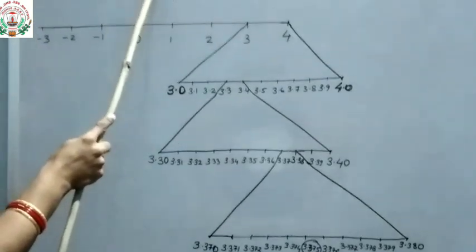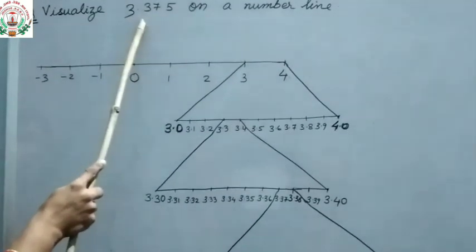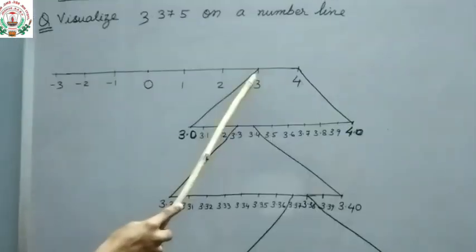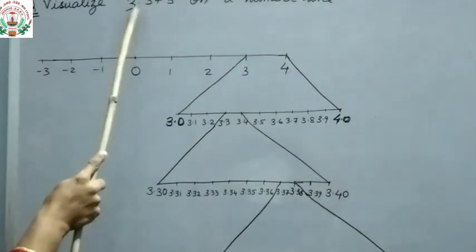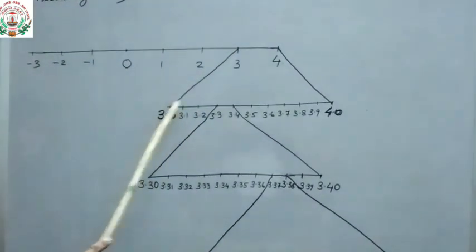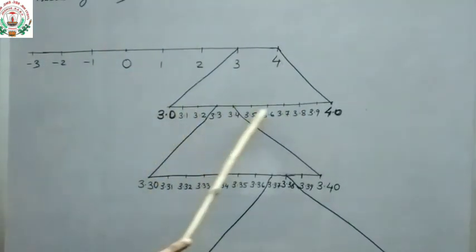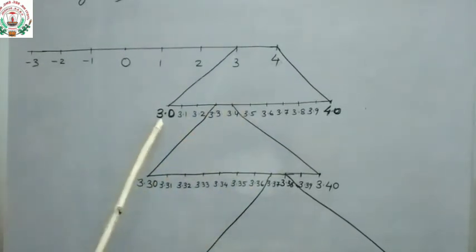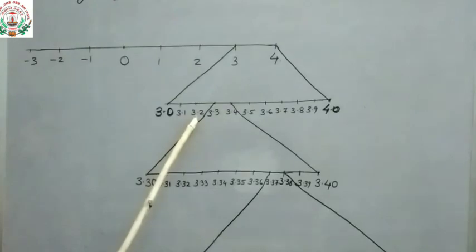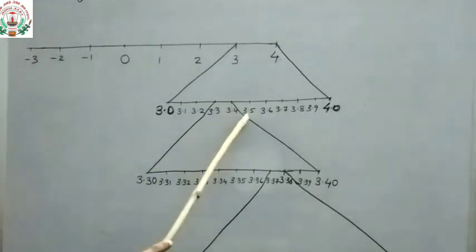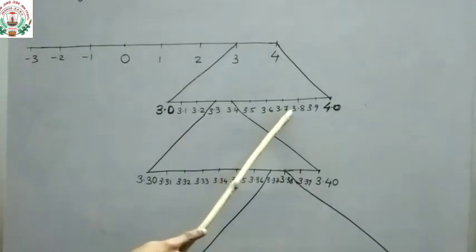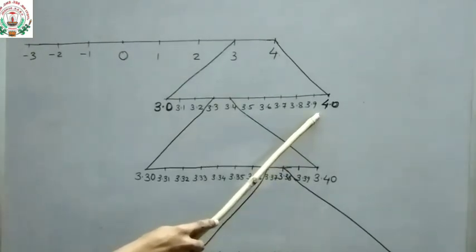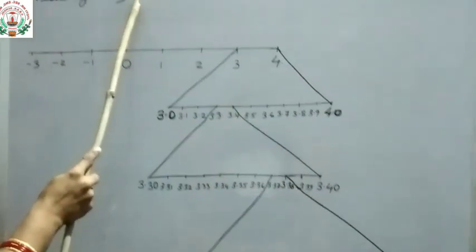Now 3.375 means the number lies between 3 and 4. So we will draw one scale again between 3 and 4, where the number lies. Again a number line between 3 and 4. So between 3 and 4 what all values will come? 3.0, then 3.1, 3.2, 3.3, 3.4, 3.5, 3.6, 3.7, 3.8, 3.9 and then 4.0. Okay, on a number line, we know that. Now again see the next part of it.